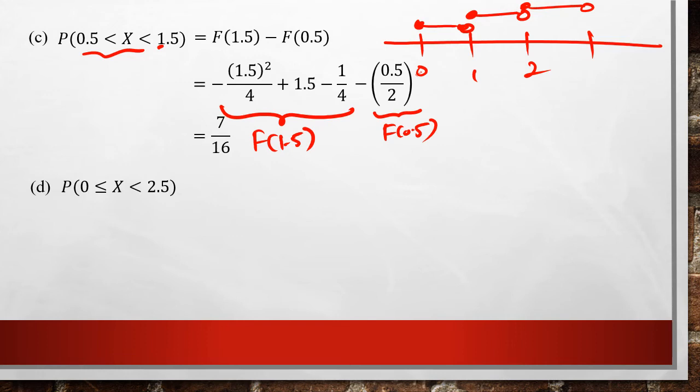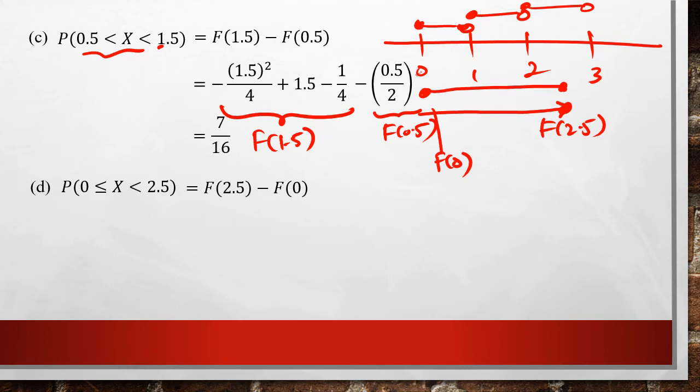Okay, so on the real number line, this is 0, 1, 2, 3. So 0 up to 2.5. Right? So we can find out by finding the probability, capital F of 2.5, minus capital F of 0. But we know already capital F of 0, we don't have a function before this, so the probability will be 0. So directly it's capital F of 2.5.